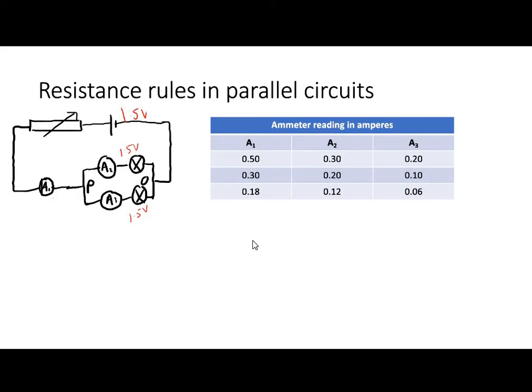Now what we can see is we can calculate the resistance across these different components. So let's take this bulb A2, let's call this bulb B2, because it corresponds to A2 as well. Let's work out what the resistance across B2 is going to be. So remember our equation V equals IR. We know what the current is, and we know what the voltage is. So we want to work out the resistance.